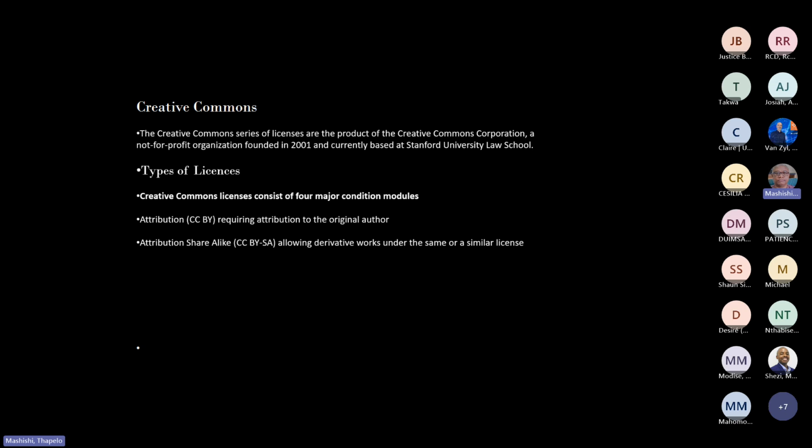Otherwise, attribution share alike allows derivative works under the same license or a similar license. So if you use it and change it, you also have to use the same license. You cannot change the license. You have to share it with others using the same license.